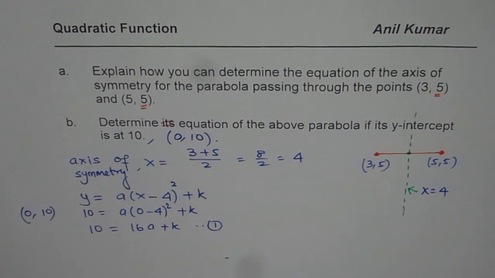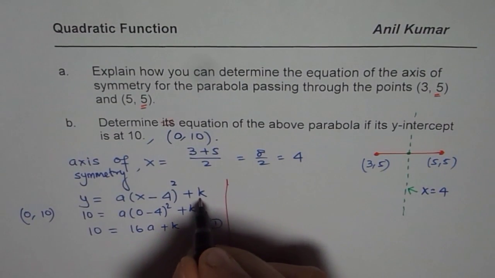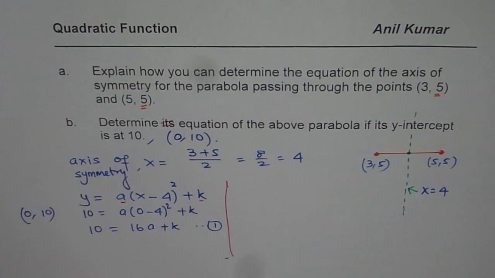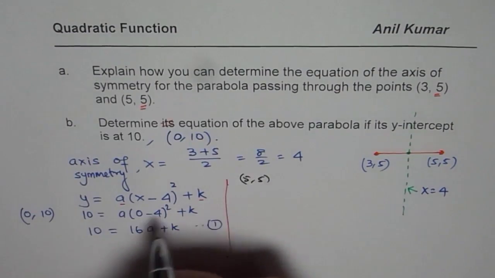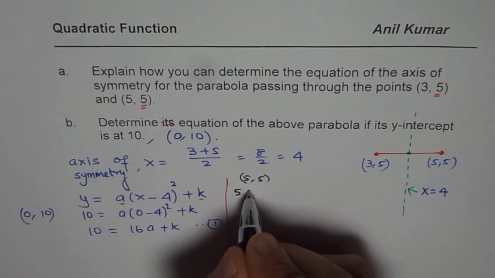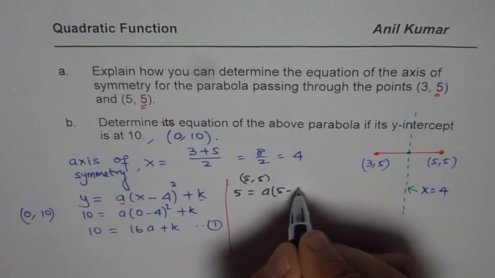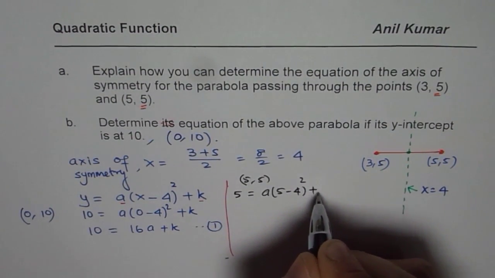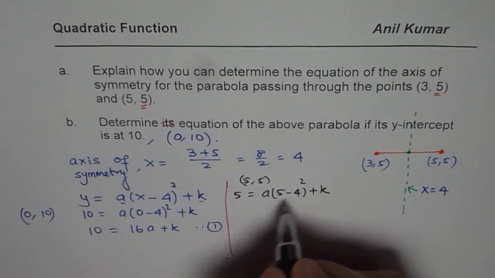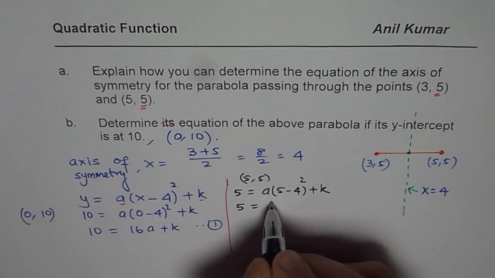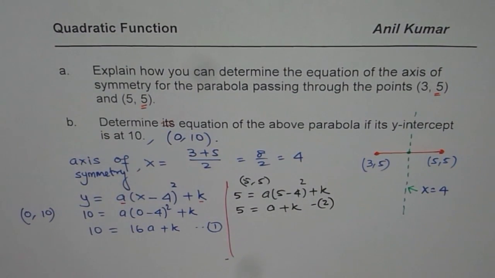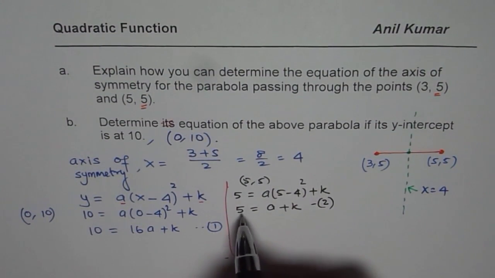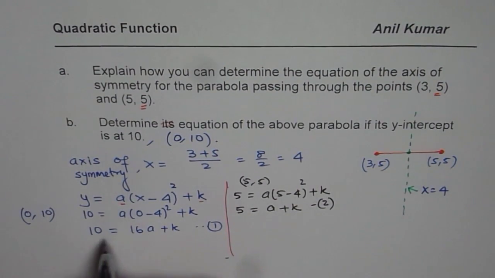The second equation, we can use one more point. Since there are 2 unknowns, do you see that? So we need 2 equations. So this time, let us use the point (5, 5) for example, okay? So that means x is 5, y is also 5. So we get 5 = a(5 - 4)^2 + k, and 5 - 4 is 1. So we get 5 = a + k, right? So let us call this equation 2, right? So we have a + k = 5 and 16a + k = 10.